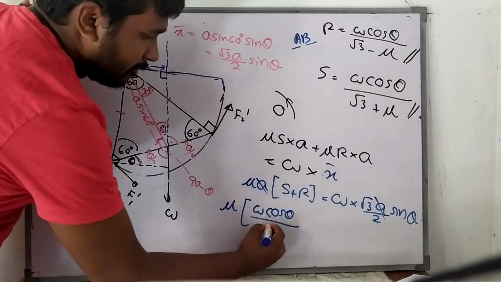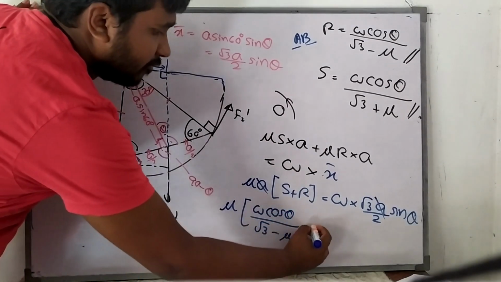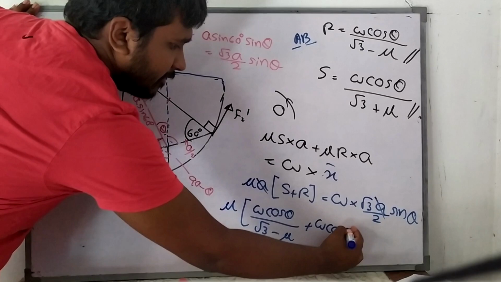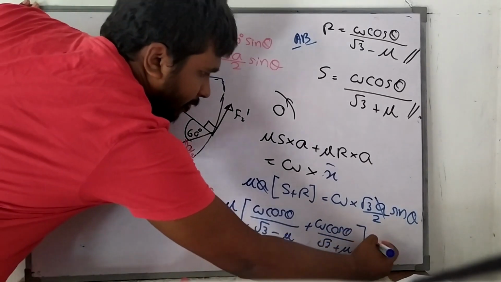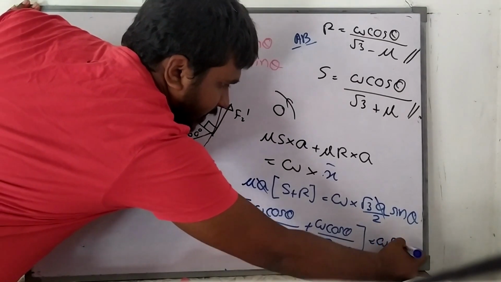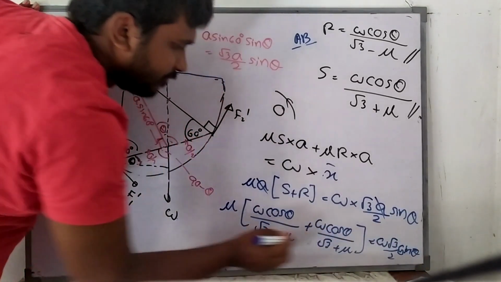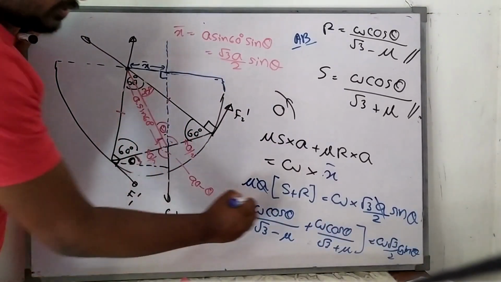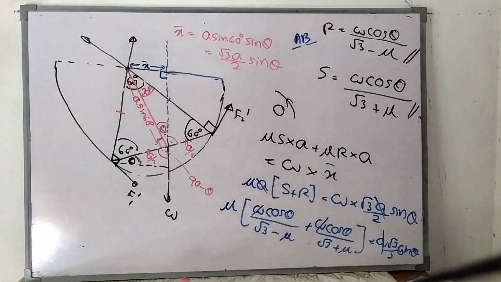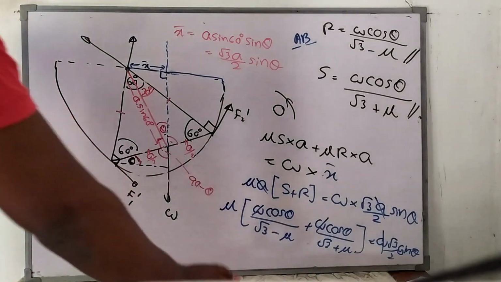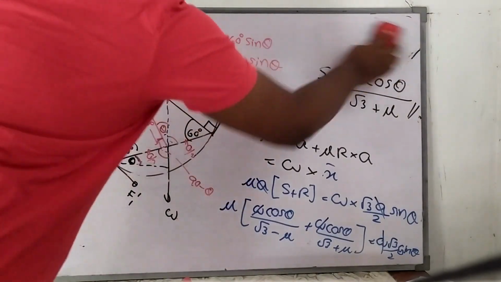Now we can substitute the values of S and R. The only difference is negative and positive, no? So we can take a common denominator. Now we are in a close area, right? Because the answer is very close, all the W's are getting cancelled, so we can find tan theta. So what we need is tan theta, no?